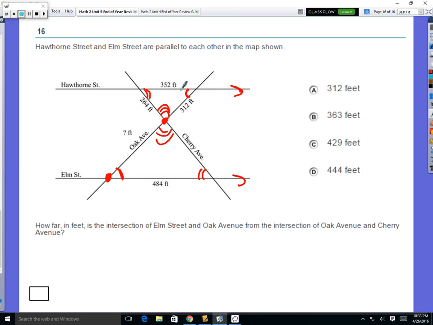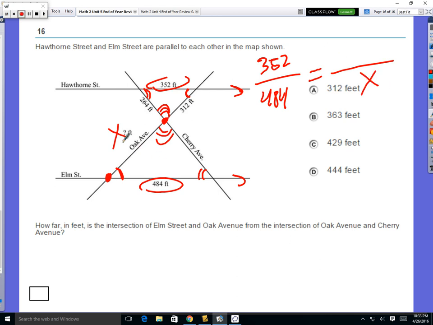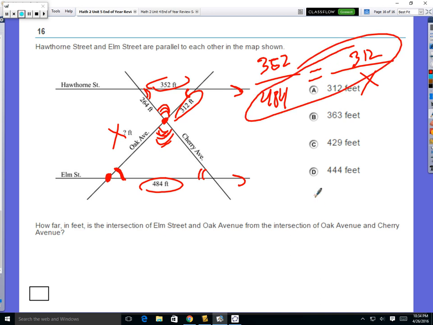So here we go. Let's compare this piece to this piece. So 352 is the small, the big one's going to be 484. And I want to find on the big one, I want to find X. I want to find Oak. Okay, now check it out. X is between the one with 1 mark and 3 marks. So the one with 1 mark and 3 marks is going to be on top. You got to put 312. So now you cross multiply. 484 times 312.